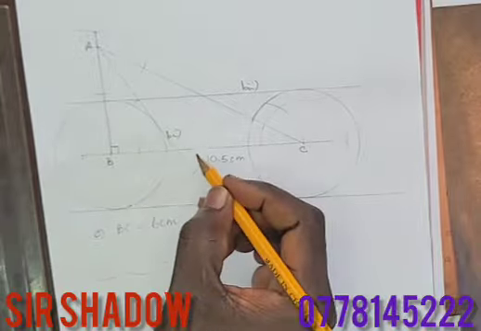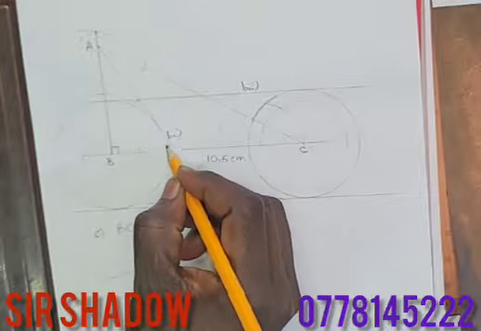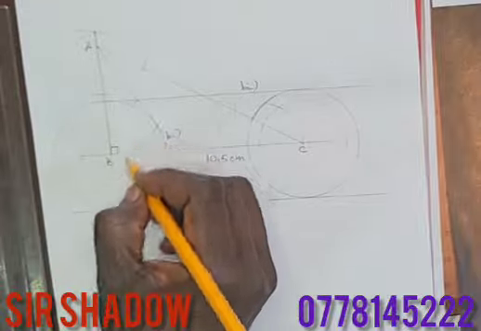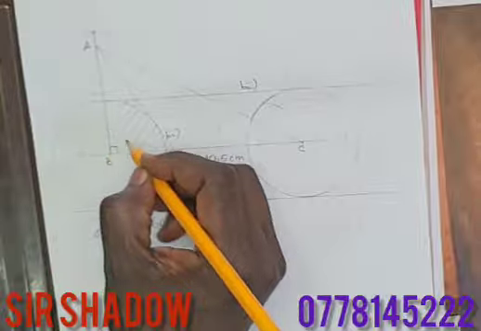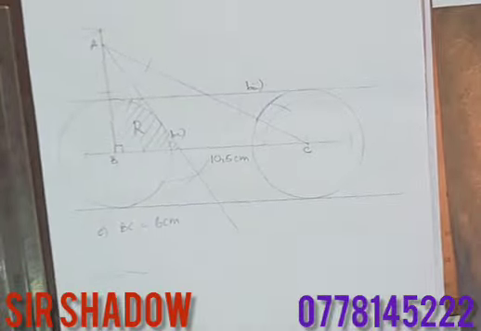So the point you are asked to mark in shade, which is point R. This is how to work on this.